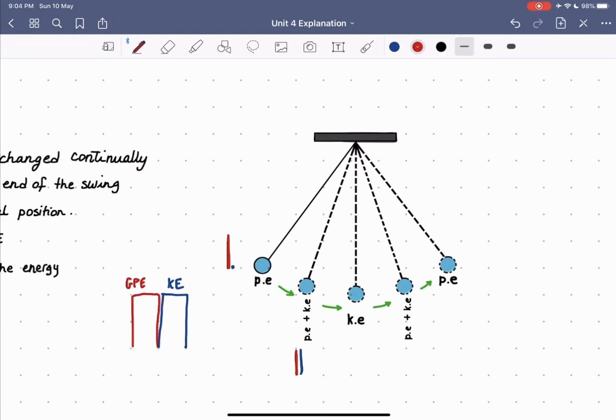Then at the lowest position, all the energy will now be KE, and there would be nothing for GPE. Then once again, it will be GPE and KE as the bob is being raised again, until it is back to 0 KE and all is GPE. So it's the same amount of energy, but it's being distributed over both types of energies.